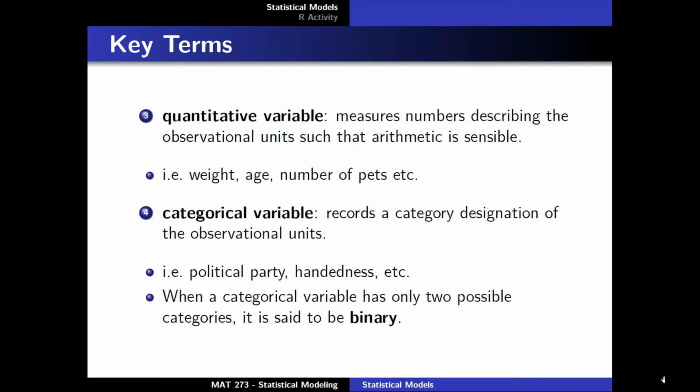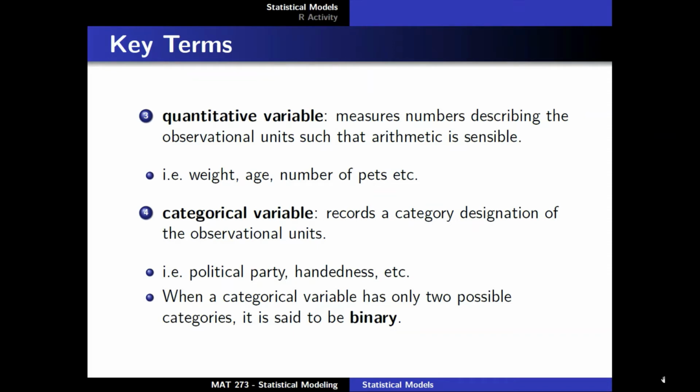We also have categorical variables. These are also referred to as nominal type variables. So these record a category designation of observational units, which sounds a little bit wordy, but it's just that the variables for which arithmetic doesn't make sense are commonly categorical variables. So for example, we could have political party, where we have Republican, Democrat, and Independent. You can't really add or subtract. You can't say Republican minus Democrat equals Independent. It doesn't really work that way.